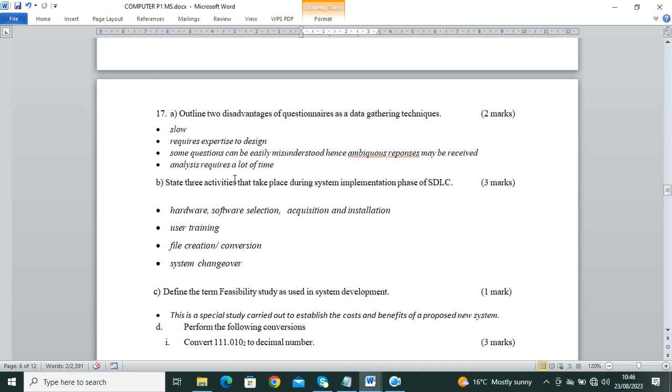It is slow, and requires expertise to design. Some questions can be easily misunderstood. Hence, ambiguous responses may be received. Analysis requires a lot of time.